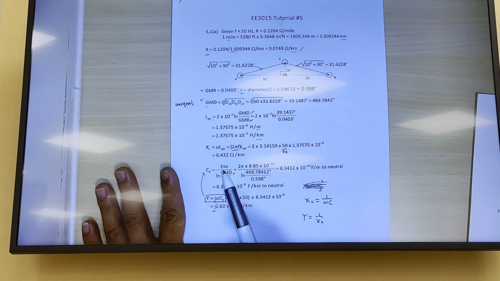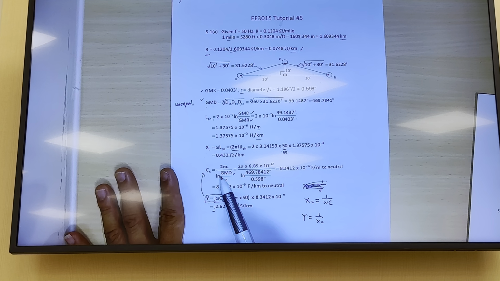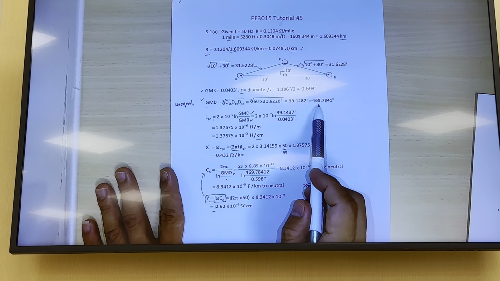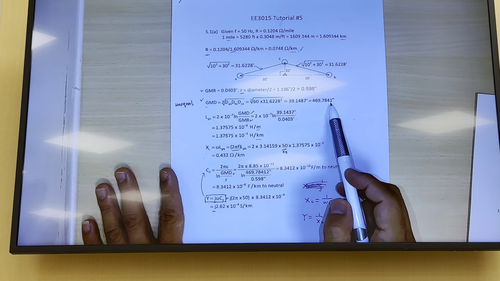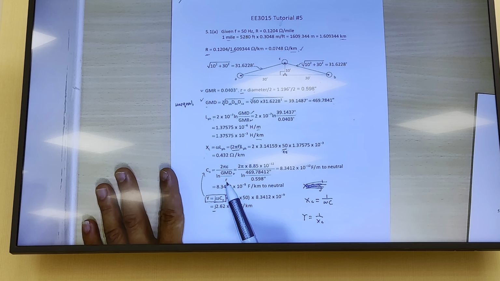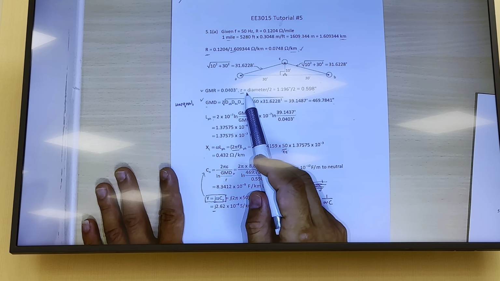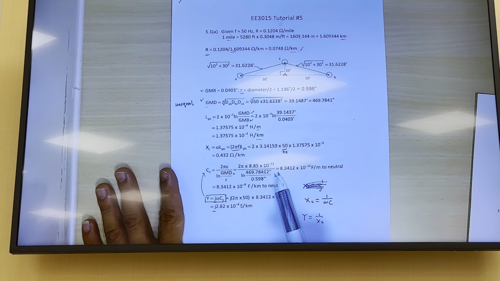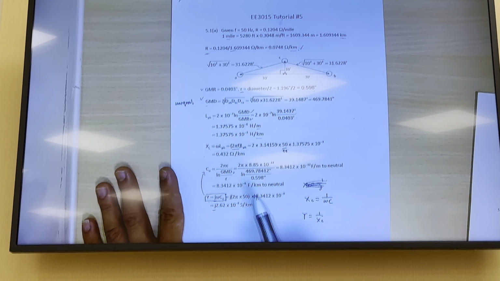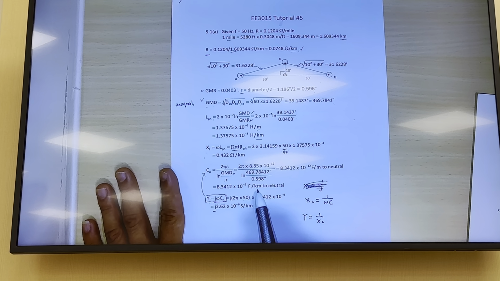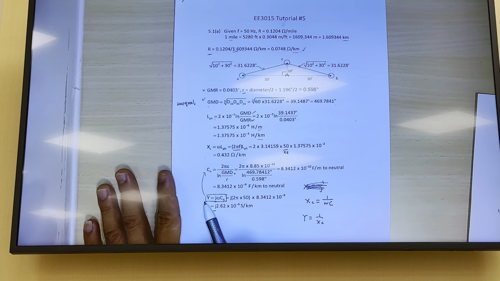Capacitance, the equation is here: 2 pi epsilon divided by natural log of the ratio between GMD and R. GMD we just calculated for this unequal spacing in the inch value, and R is the radius. Radius is 0.59. So this is your capacitance value in Farad per meter, and divided by root 3, you get the Farad per kilometer.